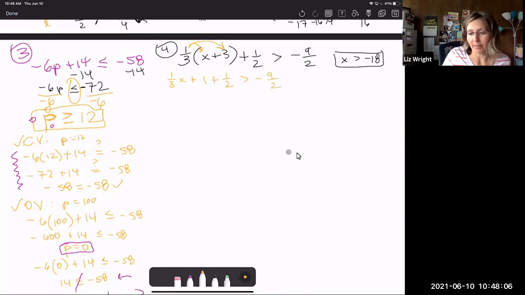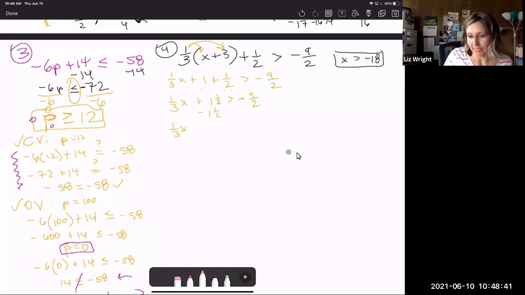Then I'm going to go ahead and combine these two. I've got 1 1/2, which is 1 1/2, and something else. Actually, I'll do that in the next step. So I'm going to do 1/3 x plus 1 1/2 is greater than -9/2. And then 1/3 x, you can either change this 1 1/2 into an improper fraction, or you can change this -9/2 into a mixed number.